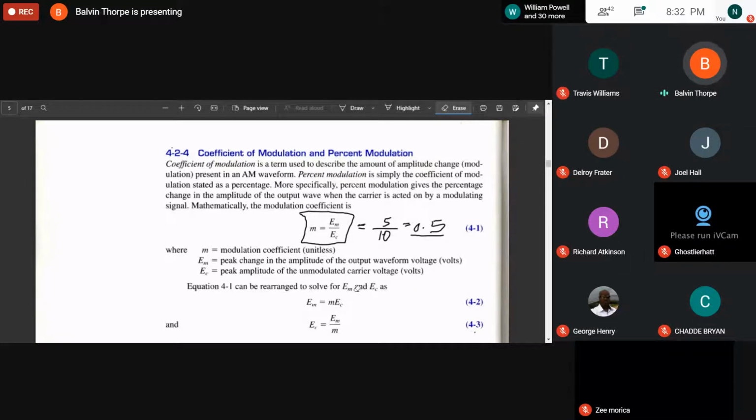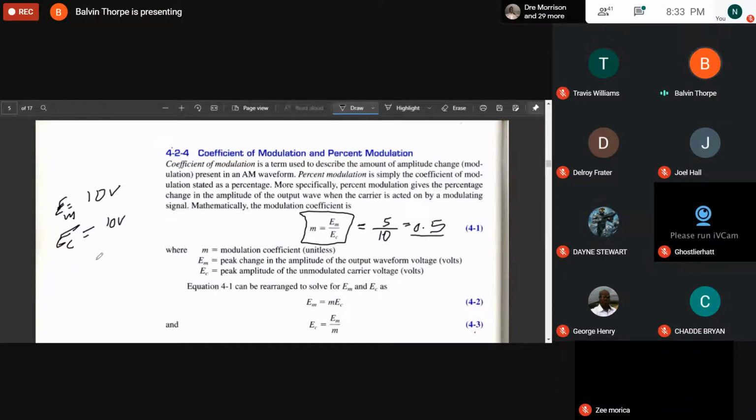A matter of fact, right now we can look at it. If, for example, the information signal amplitude was 10, I alluded to that before. Let's say in one case EM was 10 and EC was also 10. I'm talking about voltage here now, right? Because it's a peak voltage. So EM and EC are both 10 volts. What would be your modulation index or your coefficient of modulation?